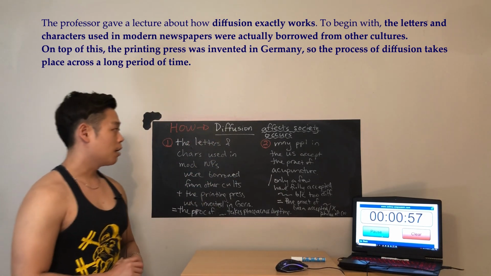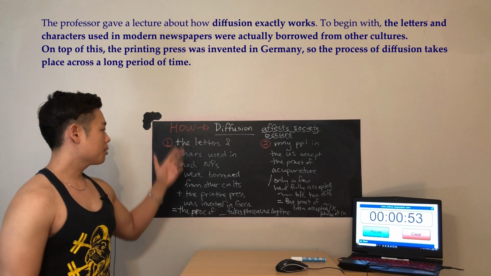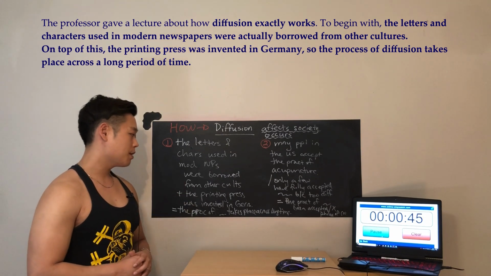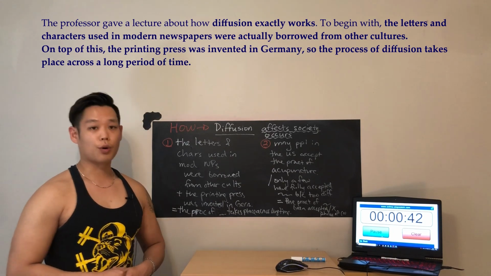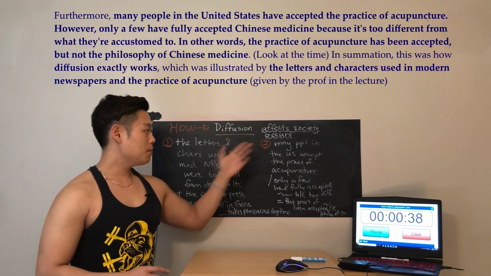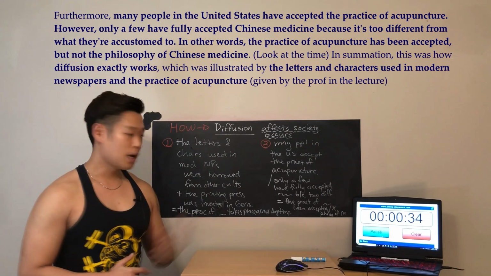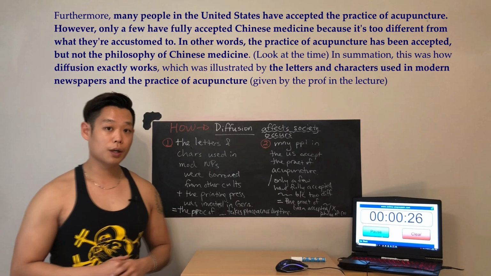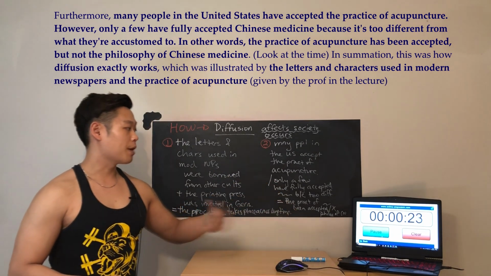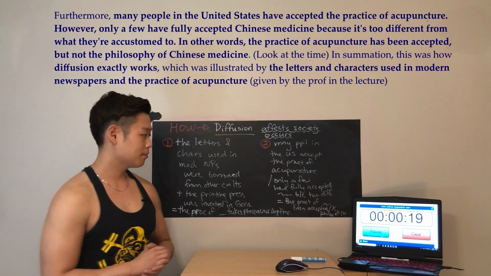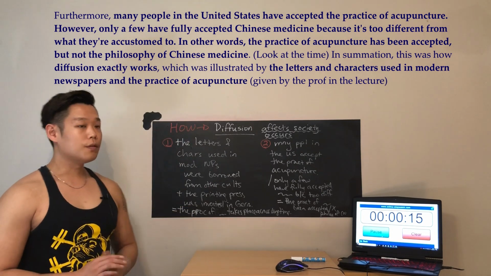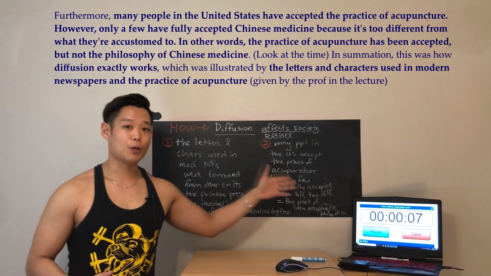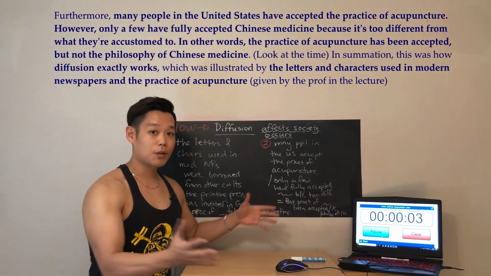The professor gave a lecture about how diffusion exactly works. To begin with, the letters and characters used in modern newspapers were actually borrowed from other cultures. On top of this, the printing press was invented in Germany. So, the process of diffusion takes place across a long period of time. Furthermore, many people in the United States have accepted the practice of acupuncture. On the other hand, only a few people have fully accepted Chinese medicine simply because it's too different from what they're accustomed to. In other words, the practice of acupuncture has been accepted, but not the philosophy of Chinese medicine. In summation, this was how diffusion exactly works, which was illustrated by the letters and characters used in modern newspapers and the practice of acupuncture, given by the professor in lecture. Thank you very much for your time and consideration.